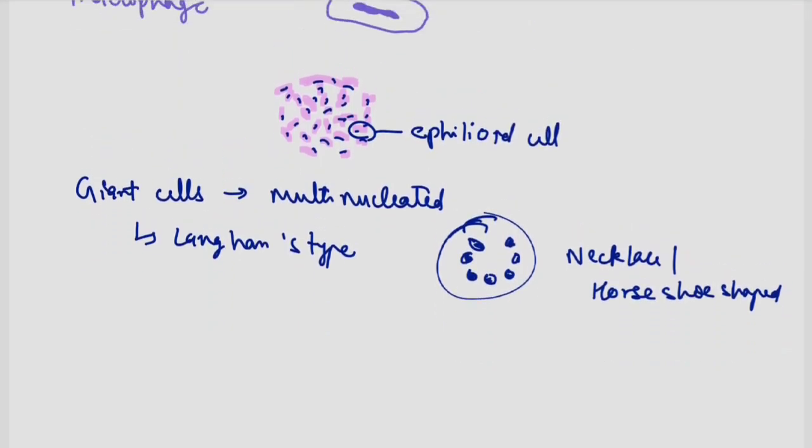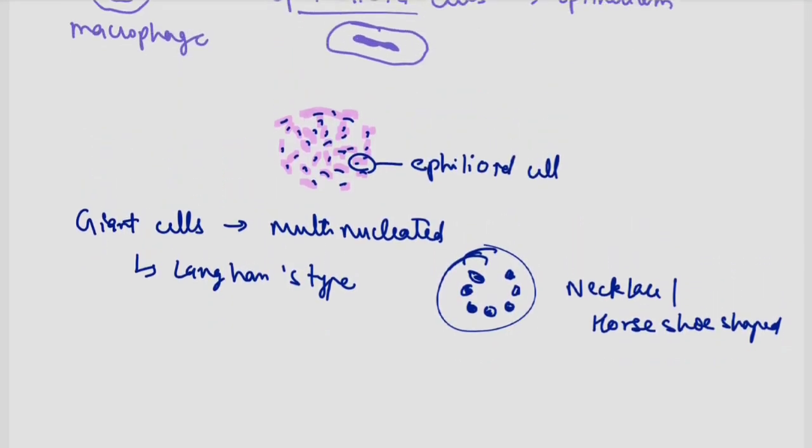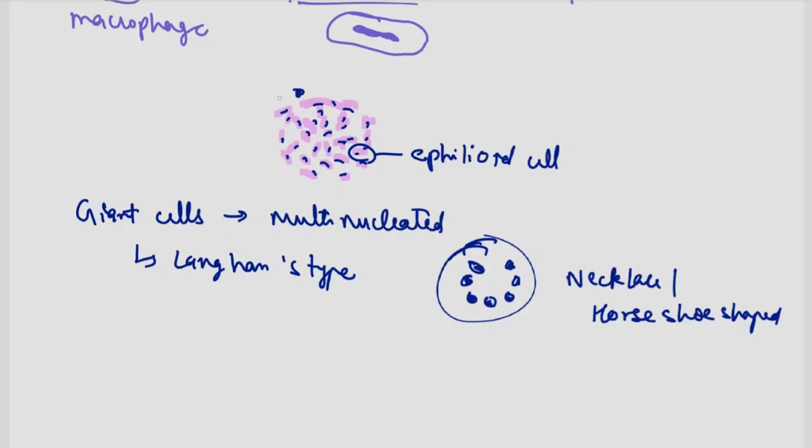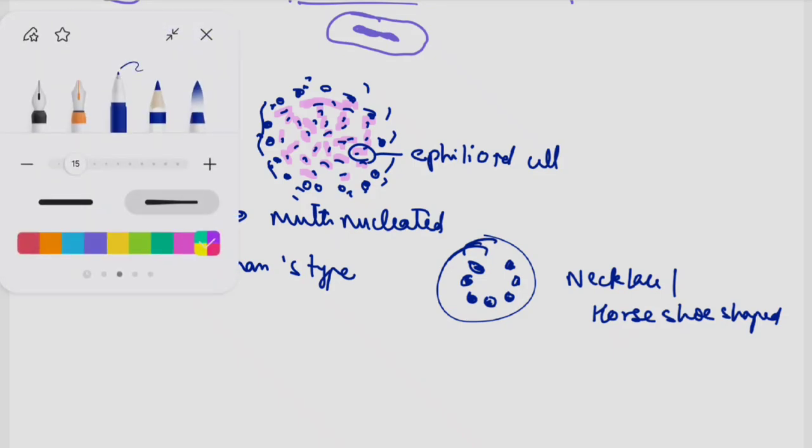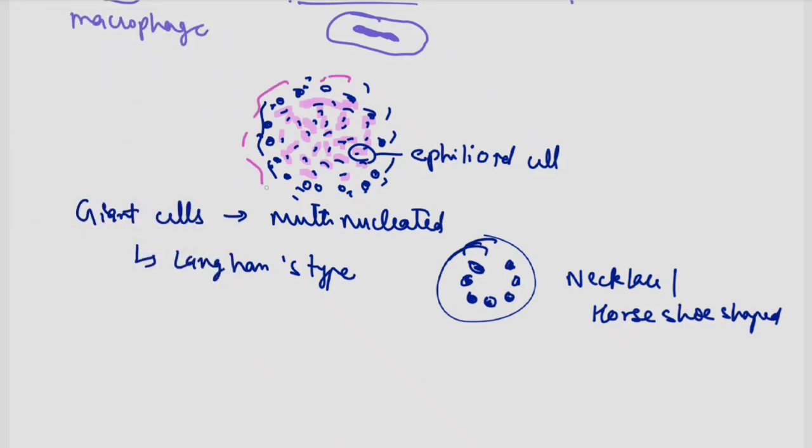Now after a few days, the same epithelioid cells will be surrounded by T lymphocytes. They will also accumulate in the place and will surround these epithelioid cells. And after a few more days, we will find there are fibroblasts surrounding this granuloma. This is called granuloma.